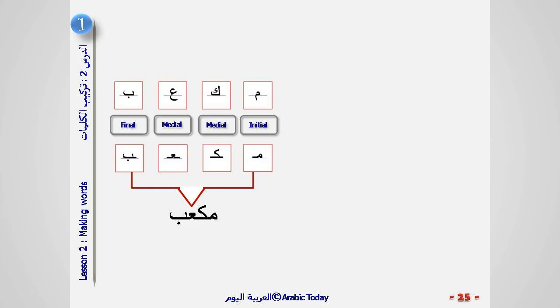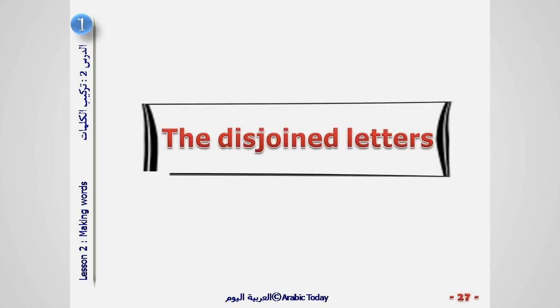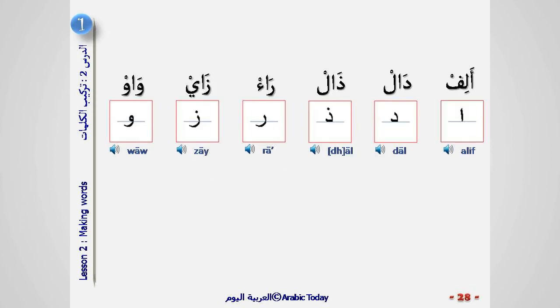Good. Now you know how to join letters to make words. However, not all the letters have ligatures. 6 letters of the alphabet do not have a ligature on their left, so they cannot join to the following letter. These are the disjoint letters. The disjoint letters are alif, dal, dhal, ra, zay, waw.